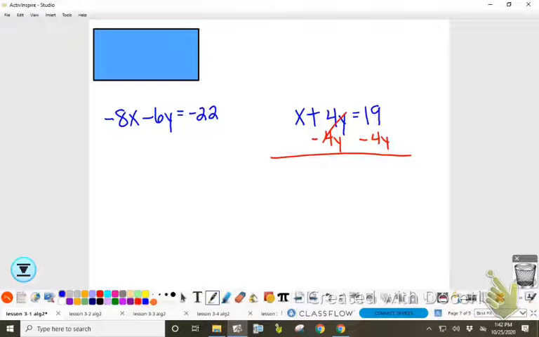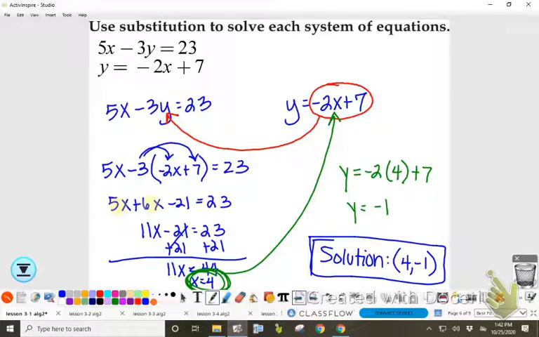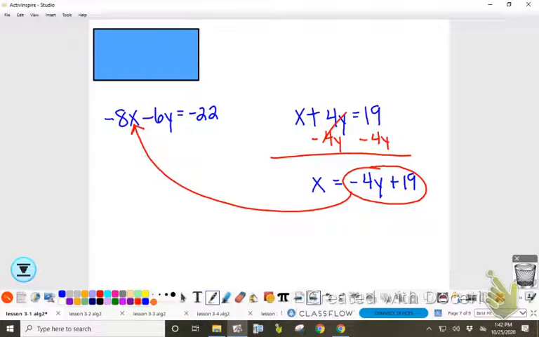When I do that, I'm going to get x equals negative 4y plus 19. So now I have x by itself. If I have x by itself, I can take what that's equal to, the negative 4y plus 19, and substitute it into the other equation where there's an x. So this time, I'm going to substitute in what x is equal to. In the other problem, we substituted in what y was equal to because y was by itself there. But here, I can easily get x by itself by subtracting 4y over and then substitute it in. If you tried to get y by itself in one of those equations, you're going to end up with fractions, and that makes it too difficult. I would not do that.